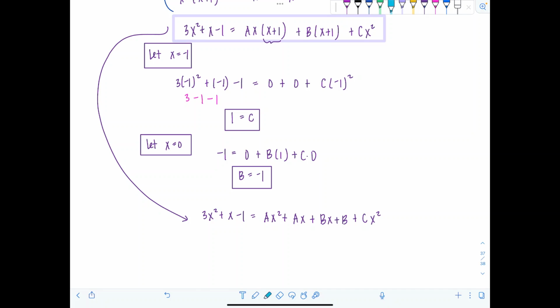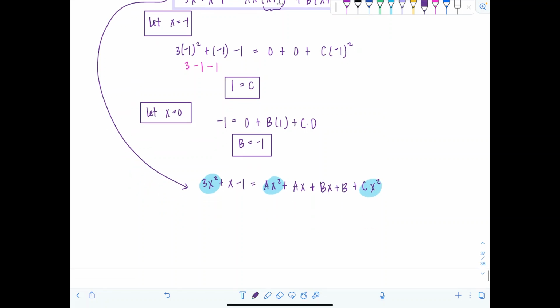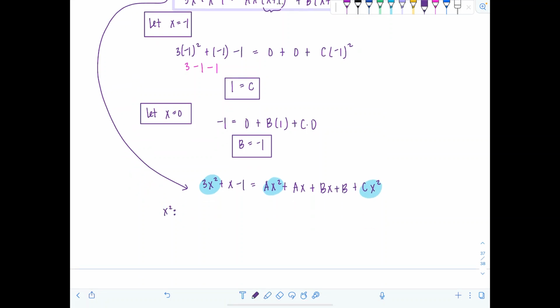Notice here, let me equate the coefficients of x squared. So the coefficients of x squared on the left, that's just 3. That must equal a plus c. And I already know c is 1, right? So that tells me a is 2.